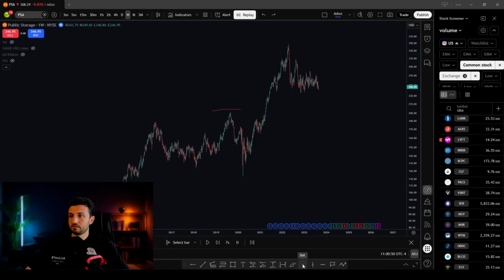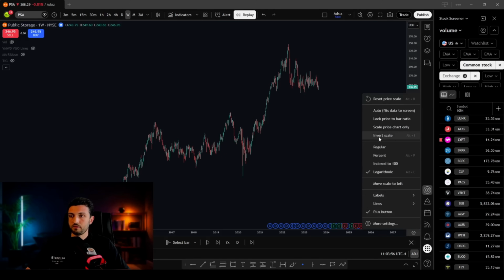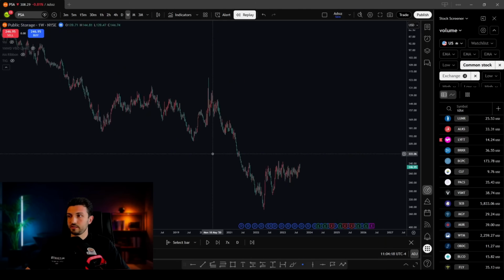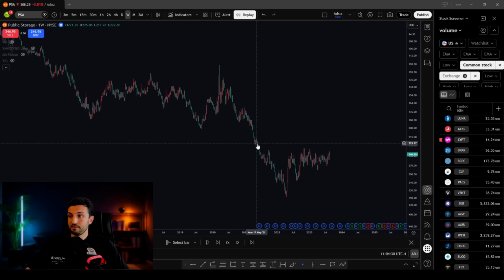Let me clean. But let's say you are not sure what price is really doing. You are not sure about the bias. I have one little trick that helps me clarify the overall confusion. Here in the bottom right corner, we have settings, and right here, we have invert scale. When I click on this, you see the same price upside down. As you can see, green candles became down candles and red candles became up candles.